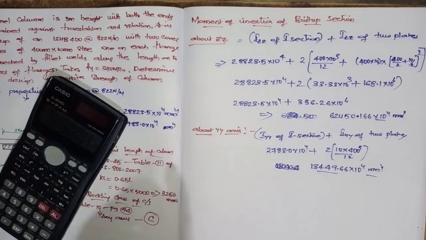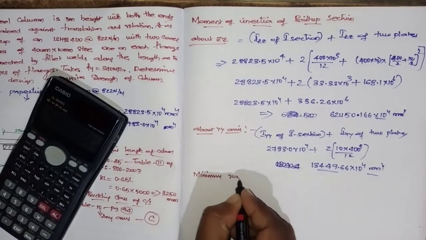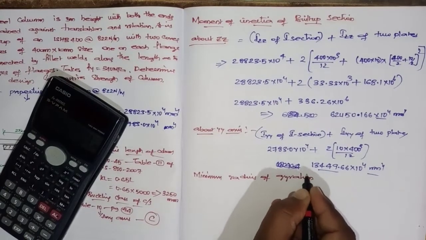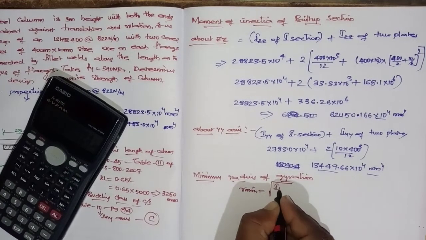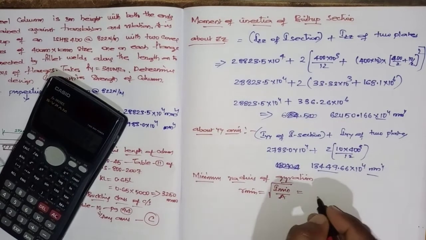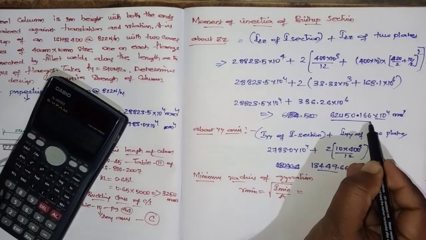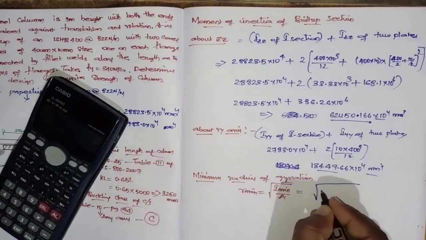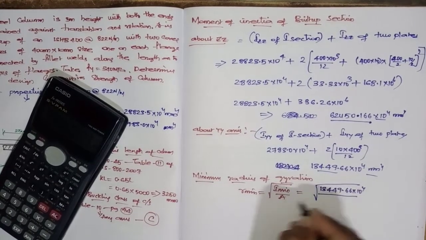Okay, next one is minimum radius of gyration. Minimum radius of gyration means what? R minimum equals under root of I minimum by A, right? Now what is I minimum? I minimum is the lesser of these two values. You got 624.50, this is 134.49. So this one you have to take. So under root of 13449.66 into 10 power 4 divided by area.